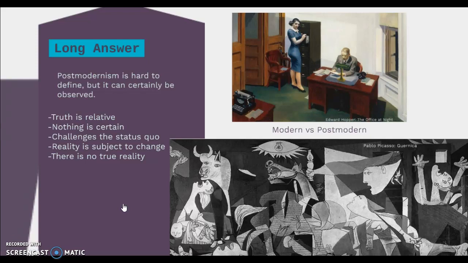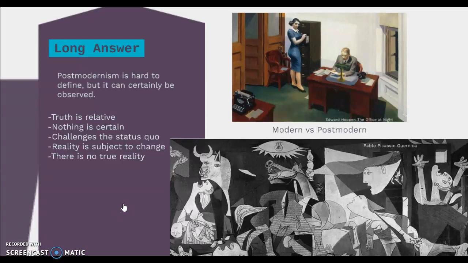Postmodernism is hard to define, but it can be observed. So some key points in postmodernism. Truth is relative. They don't believe anything is certain. It challenges the status quo. So when postmodernism came about, previously science was fact, science was truth. There were exact answers to everything. They were looking for scientific answers and everything. That time period was just called the modern time period, modernism.